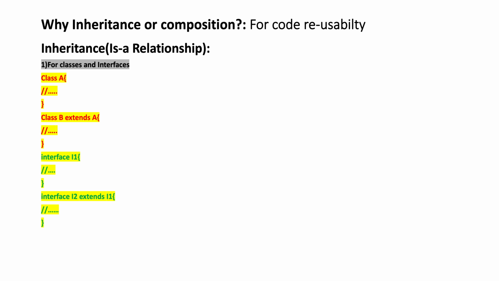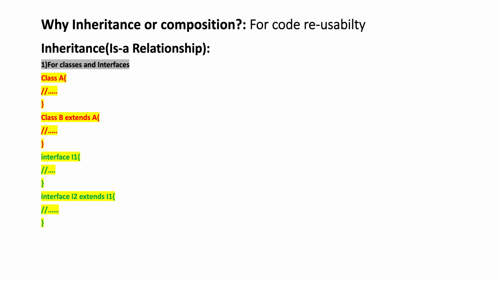Let's try to understand what inheritance is. Inheritance is a relationship, and this can be applied to a class or interface. For example, if you want to extend a class from another class, we just need to make use of the extends keyword. So here I have given an example: class B extends class A. In this case, whatever is available in class A will be available to the child class B.